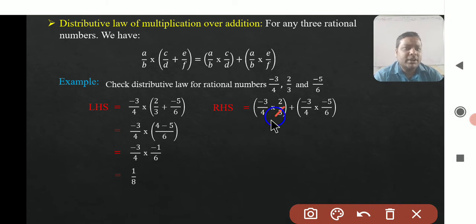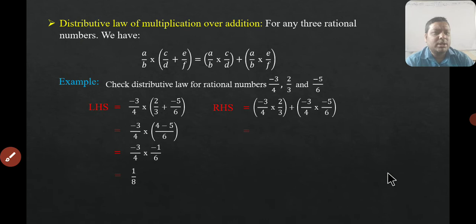So 3 will cancel, but the minus sign does not, and 2 twos are 4. So outside, what is left? Nothing, it means 1, and with the minus sign. So minus 1 by 2 will be its answer, and here minus minus will cancel. 3 ones are 3 and 3 twos are 6. Now nothing is divisible. So this side minus 1 by 2 and this side 5 by 8.